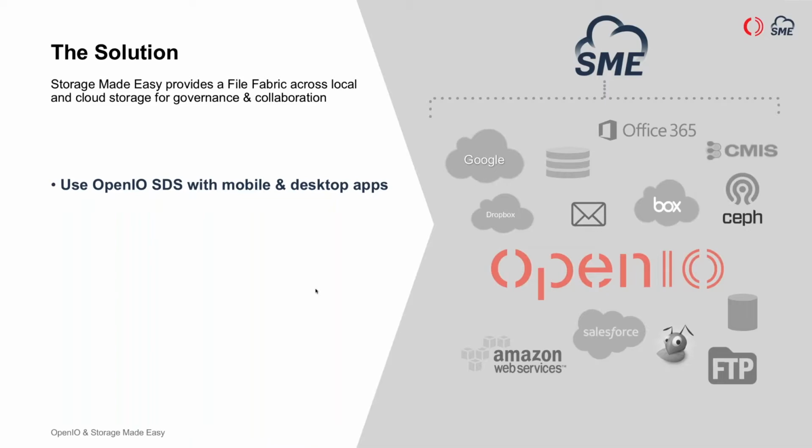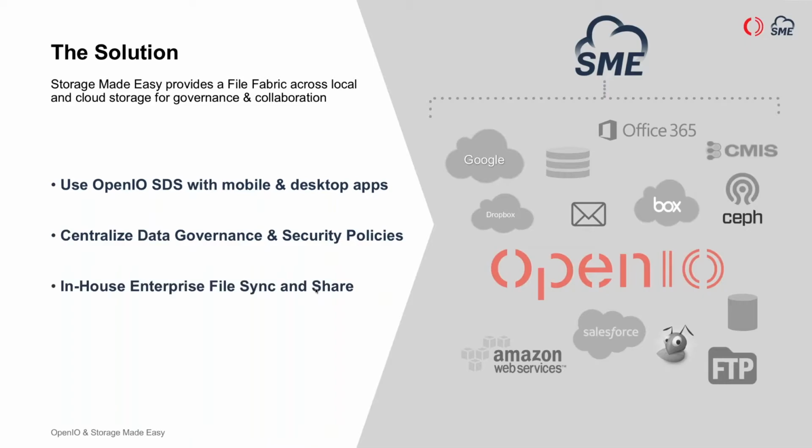We've got the ability to access data stored in OpenIO through mobile and desktop apps. We have a single pane of glass for IT for data governance and security policies. We've got the ability now for a corporate Dropbox with an on-premise file sync and share. And with multi-vendor support, we have the ability to do cross-provider backups and migration much easier. Let's touch on some specific governance and collaboration features before we do the demo.